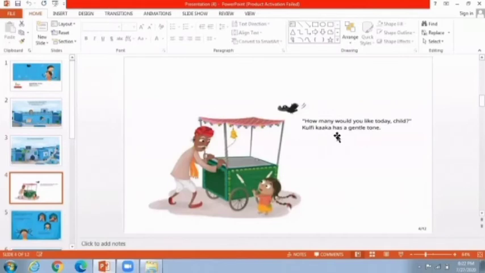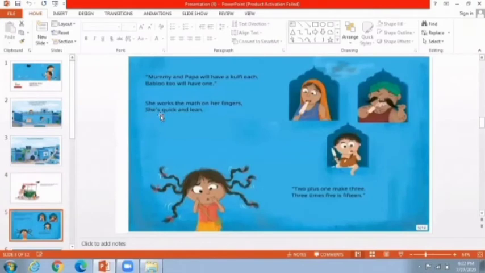So now the story goes upward. Now, how many would you like today, child? Kulfi Kaka has a gentle tone. Now Kulfi wala asked how many kulfis she requires. Now she makes a calculation in her mind.